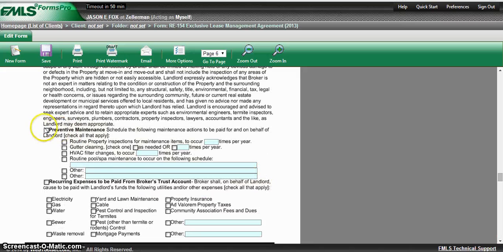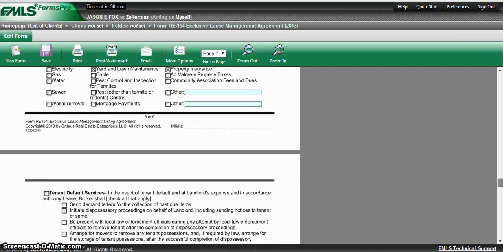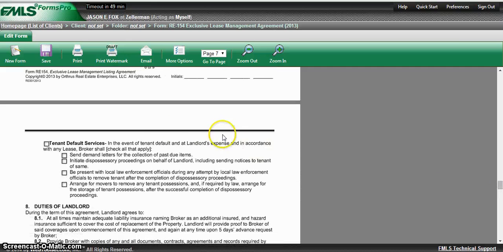Preventive maintenance on the property. We can help with that. Routine inspections to occur probably twice a year. We want to do gutter, HVAC. All this is self-explanatory. Just fill this out as your property dictates. Recurring expenses to be paid from the broker's trust account. For instance, maybe we are going to pay property insurance, maybe yard maintenance. Any of these items that we are paying on behalf of the landlord need to be checked off here. Be very careful that you're checking correctly, and each of you look over this. It doesn't help either party if we're not accurate on these.